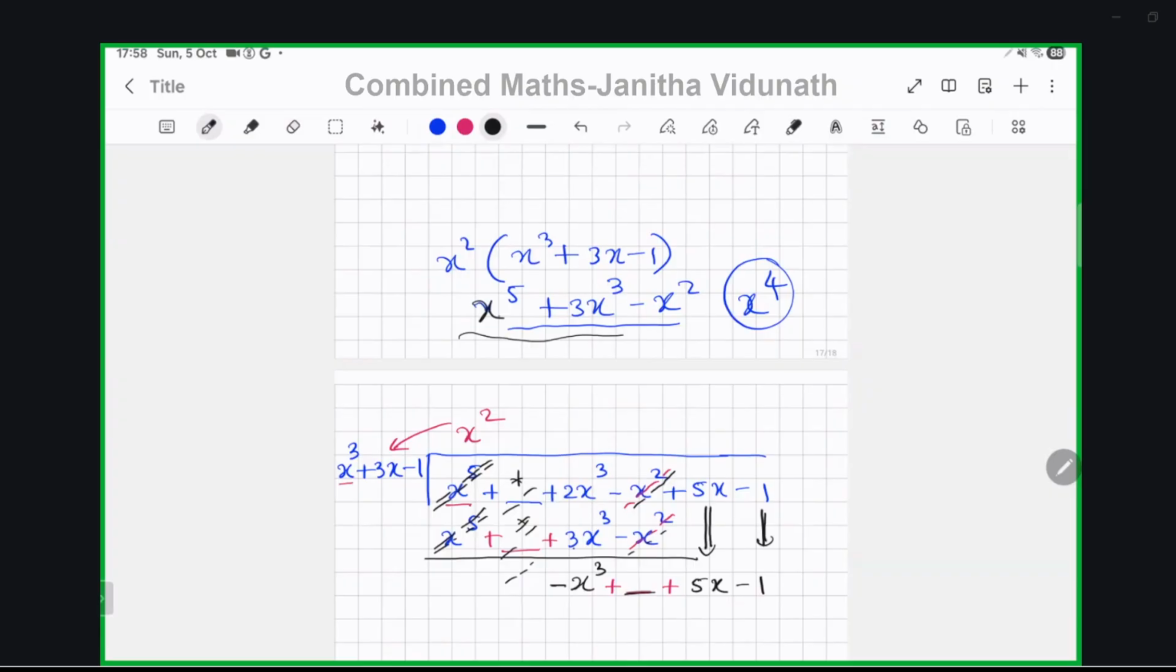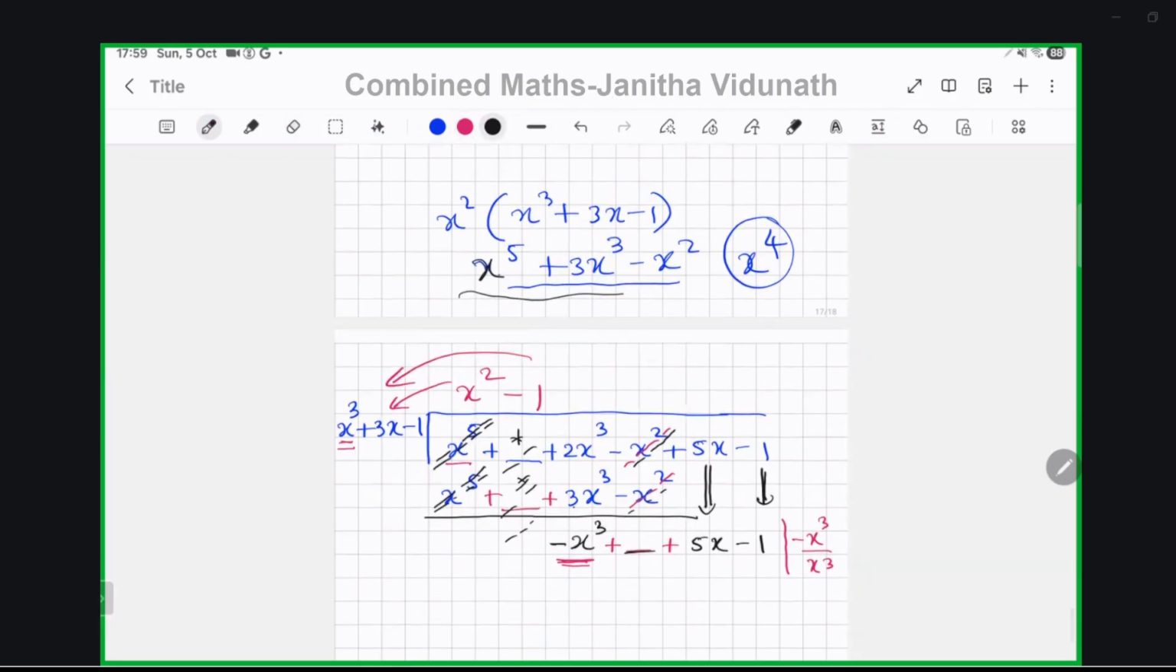Okay. Now the leading term of the remaining terms is minus x cube. Our leading term of the divisor is x cube. Then we need to divide those two terms. It will give minus 1. Then we need to multiply that minus 1 with the entire divisor. Then we will have minus x cube minus 3x, that means no x square term, minus 3x, minus 1 times minus 1 plus 1.